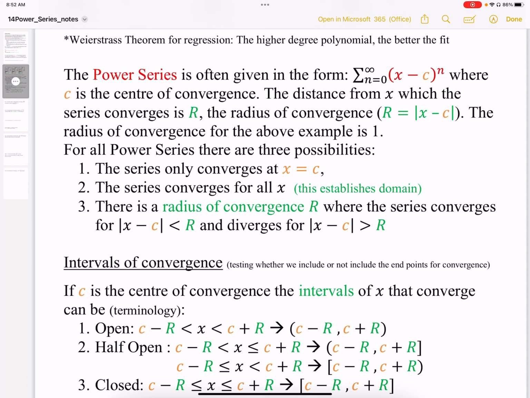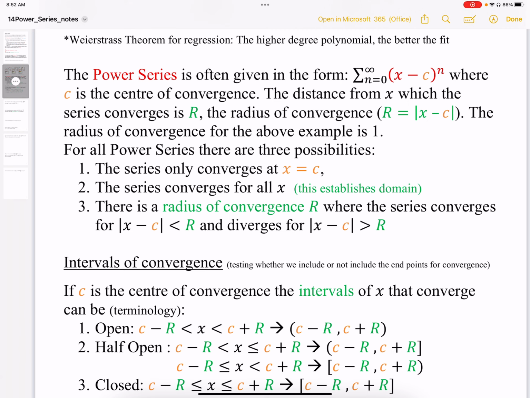That horizontal shift, which is exactly what it is, it's just like the horizontal shift for parabolas. That horizontal shift of C represents our center of convergence. Now, the distance from the center that the series converges is what we call the radius of convergence. So that's R. So using the center and the radius, we can start getting an interval of convergence.